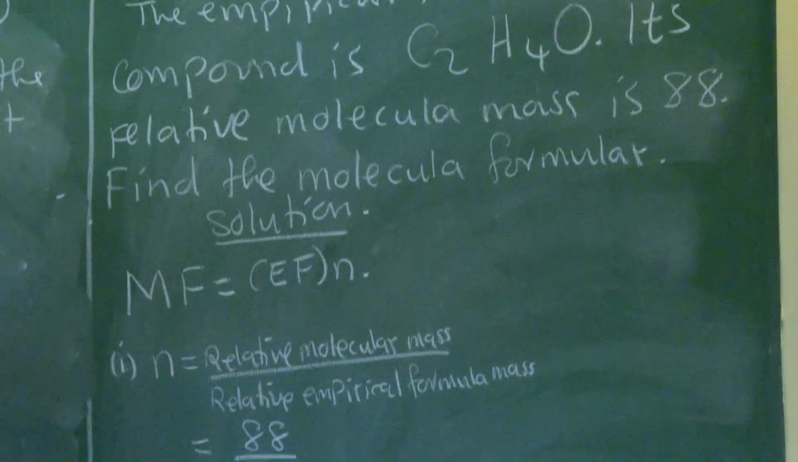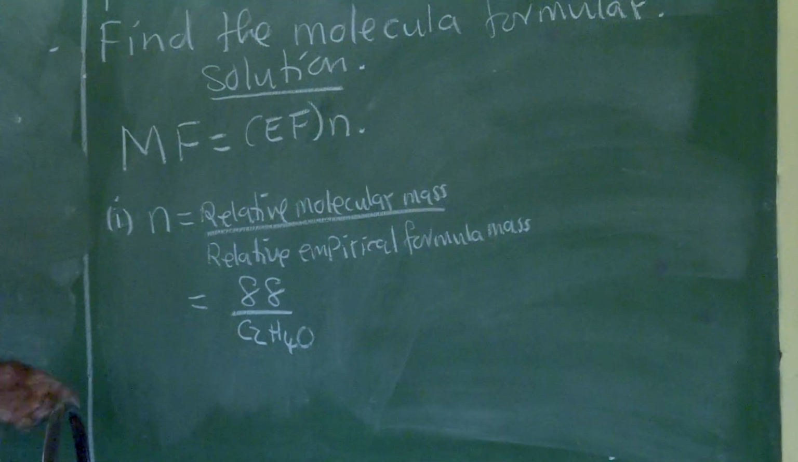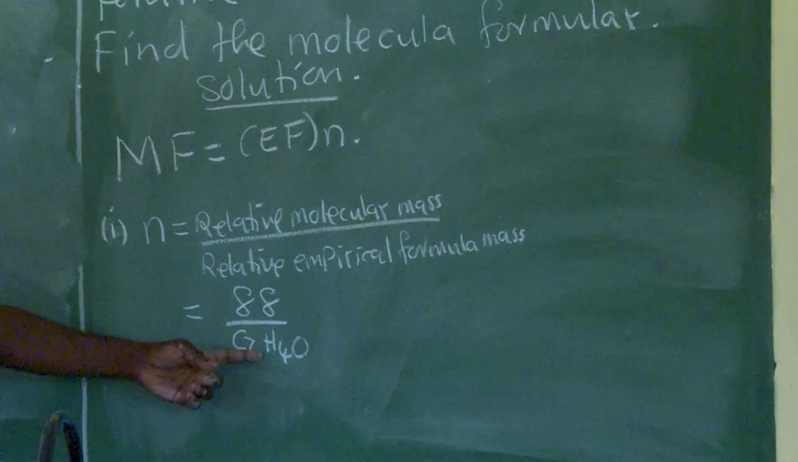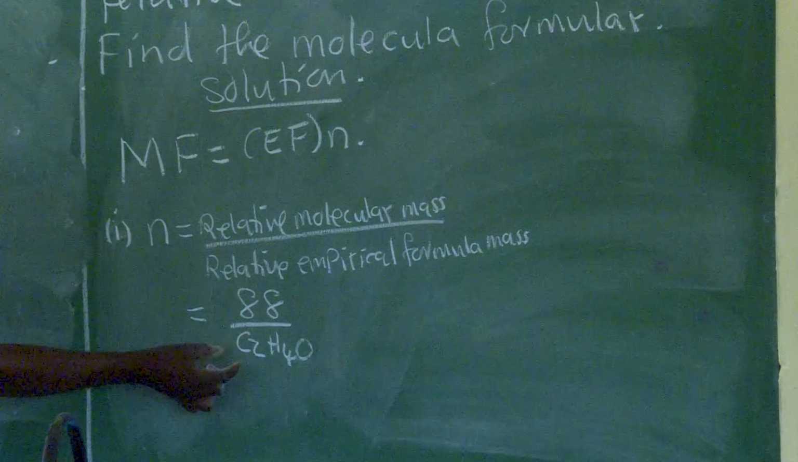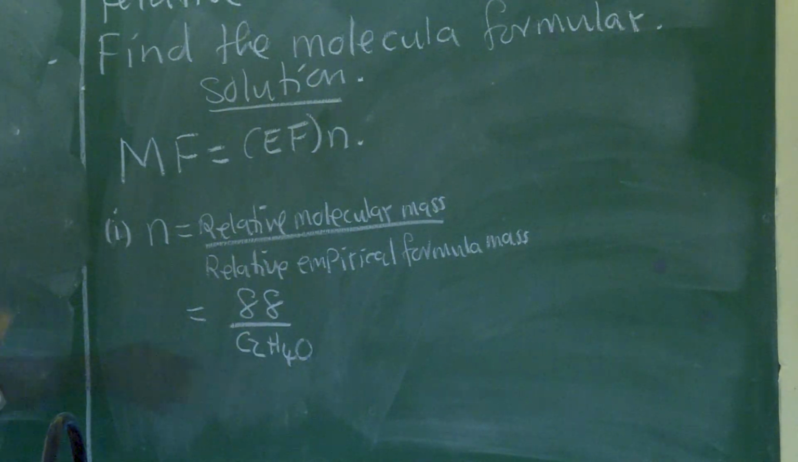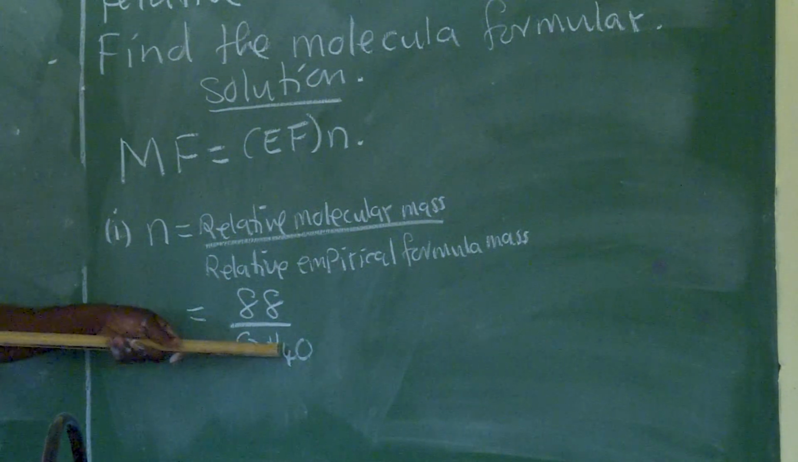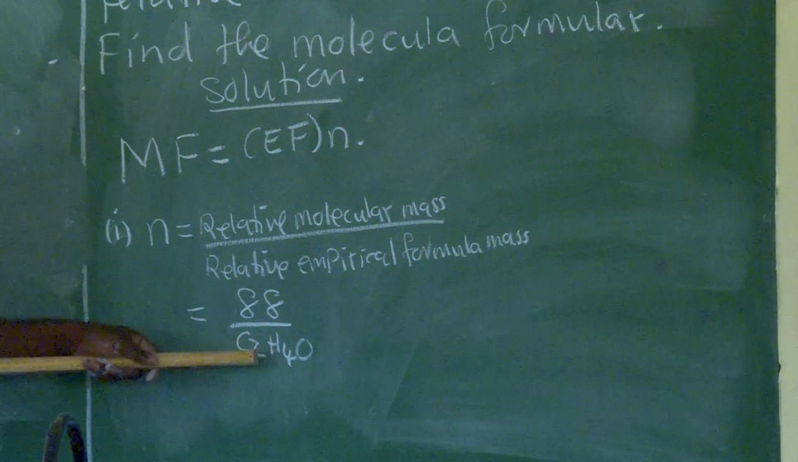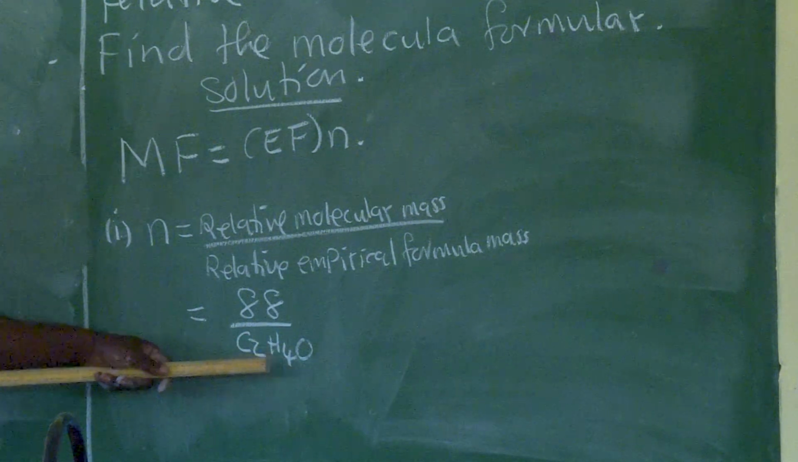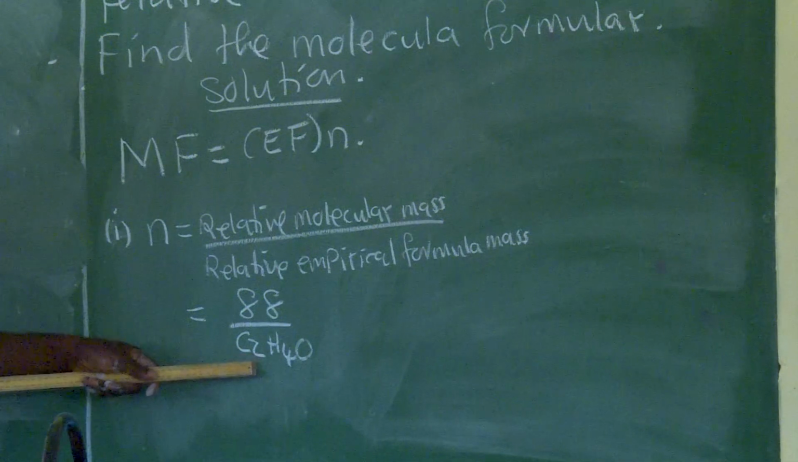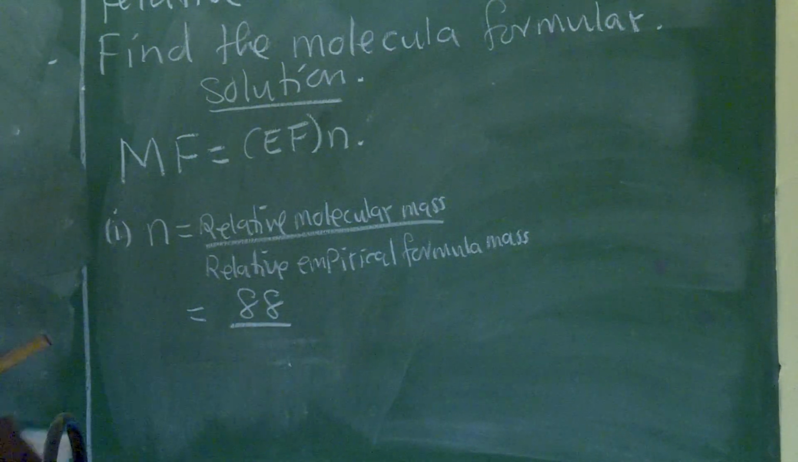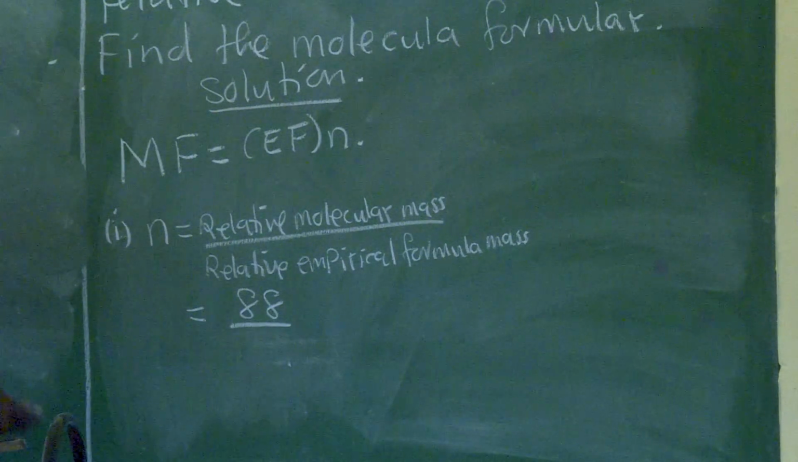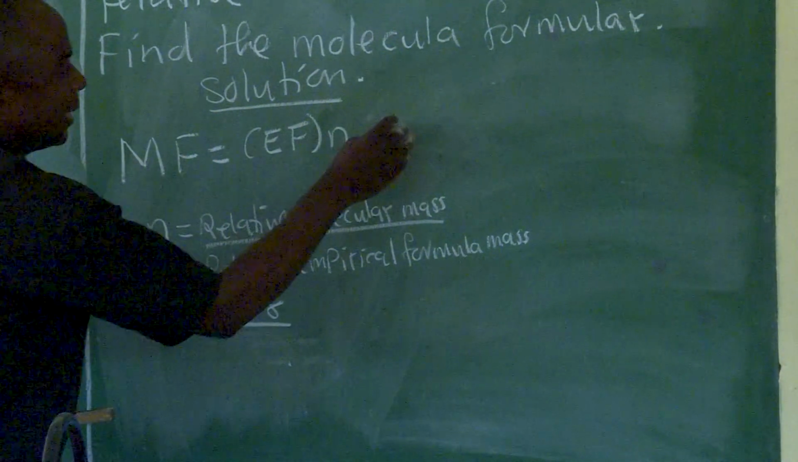C2H4O. Now, we don't need this empirical formula here. We need the relative empirical formula mass, not the empirical formula itself, but the mass. So we'll remove this one. We have to calculate the empirical molecular mass, which we can calculate here.